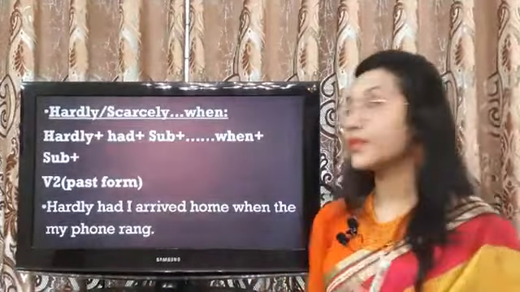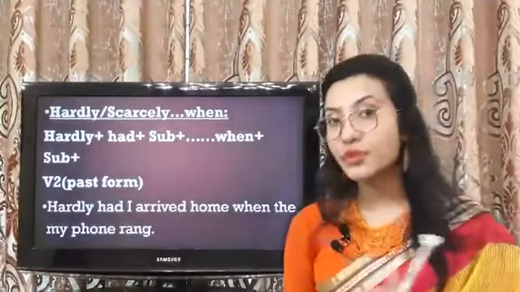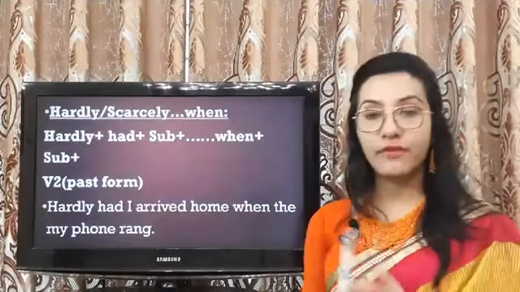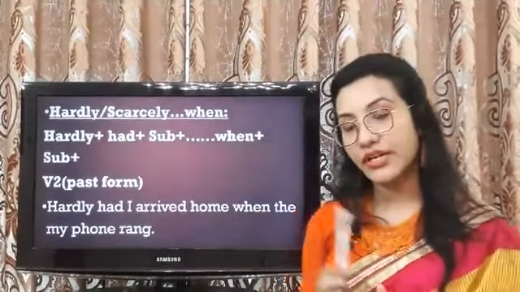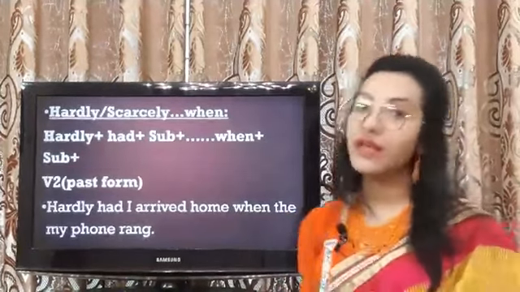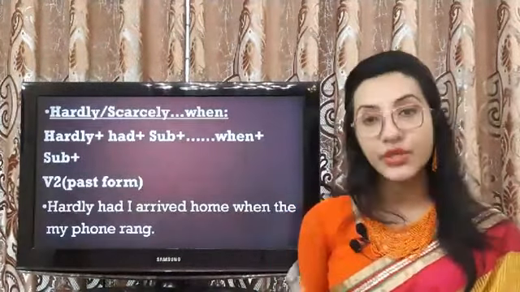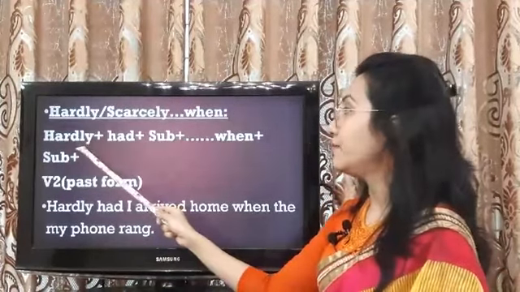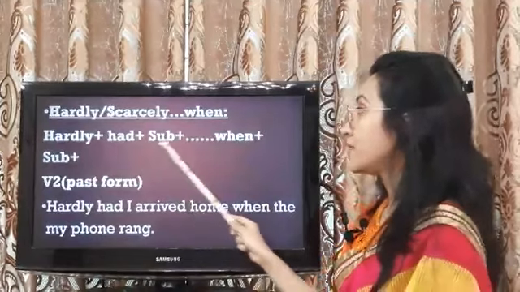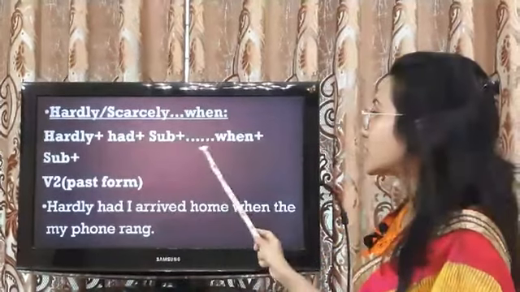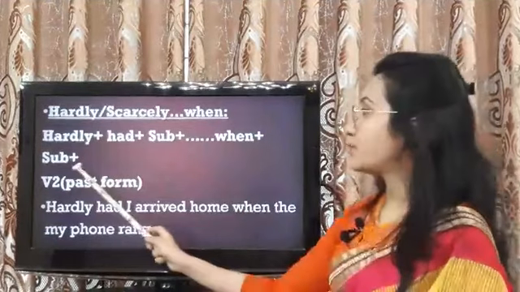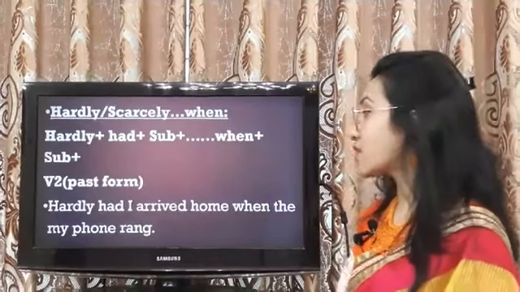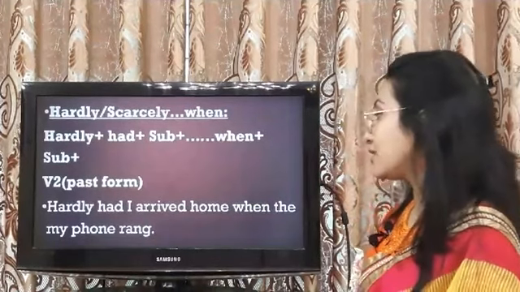Now hardly. The difference between hardly and no sooner had is that with hardly, when is used as a connective. So if you have the connective when in a sentence and you have had plus V3, then subject plus V2, then we are going to use hardly. For example, so this is the structure. Let's see the structure first. Hardly plus had plus subject, then the rest. We have when, we have subject, and we have V2 past form. The example is: hardly had I arrived home when the phone rang.